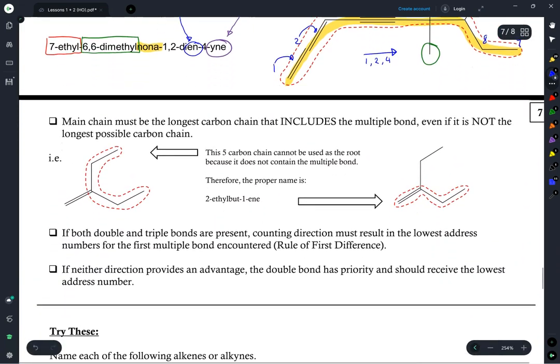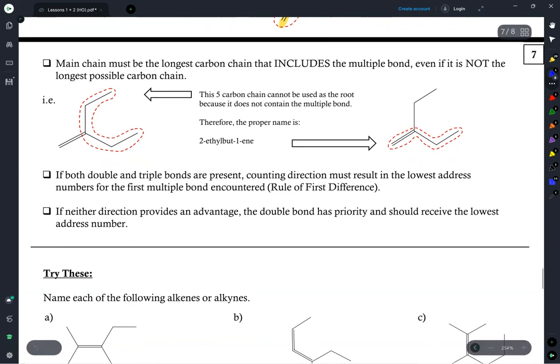One other thing we need to keep in mind when it comes to naming alkenes is that the main parent chain must contain the multiple bonds inside of it. The multiple bonds, the doubles and the triples, must get priority. And because they are important, they must be part of the parent chain. So your parent chain, when it comes to alkenes and alkynes, must include the multiple bond, even if you have a situation where you can find a longer carbon chain.